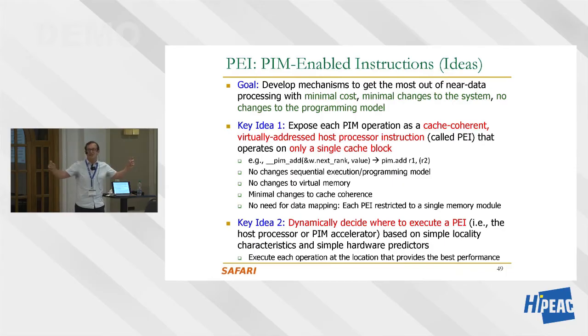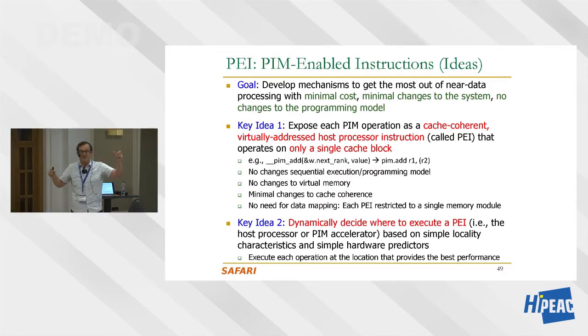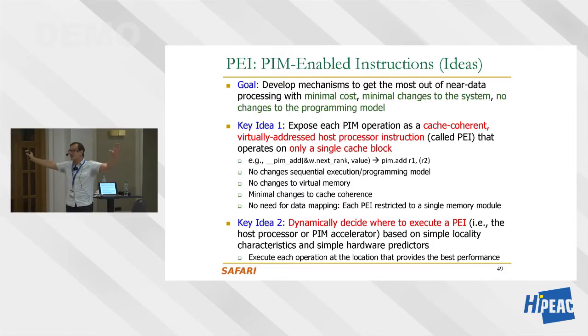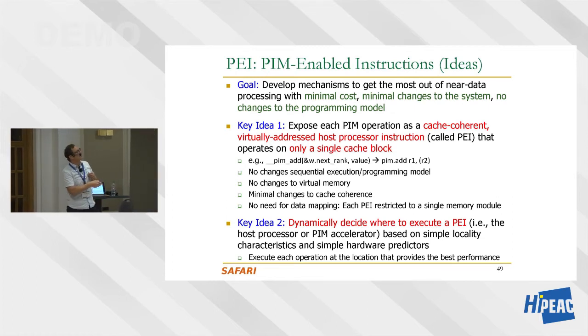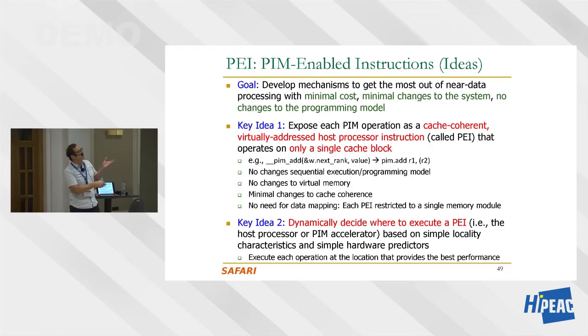Because if you operate on larger cache blocks, you cause problems with coherence, because coherence operates at the cache block granularity. And you cause problems with virtual memory potentially also, because now you may need to actually translate many things for a given instruction. That's not very compatible with existing virtual memory and coherence mechanisms. So if you, for example, this is a PIM-add instruction. This is what the programmer does, and this is what the ISA instruction looks like.